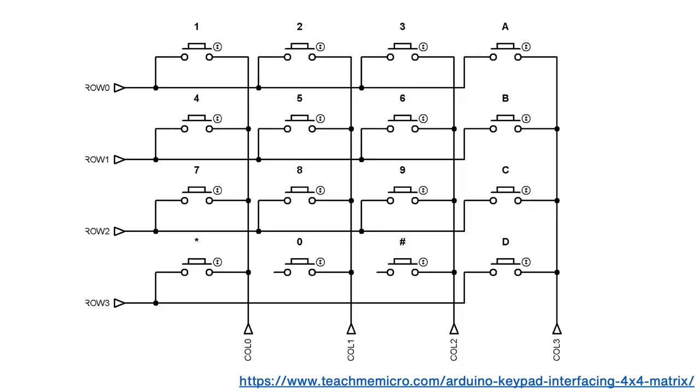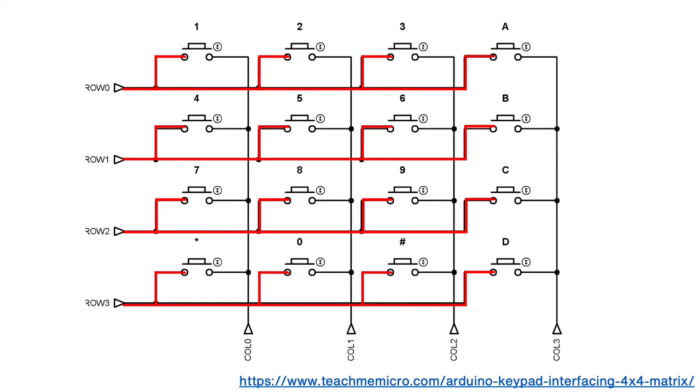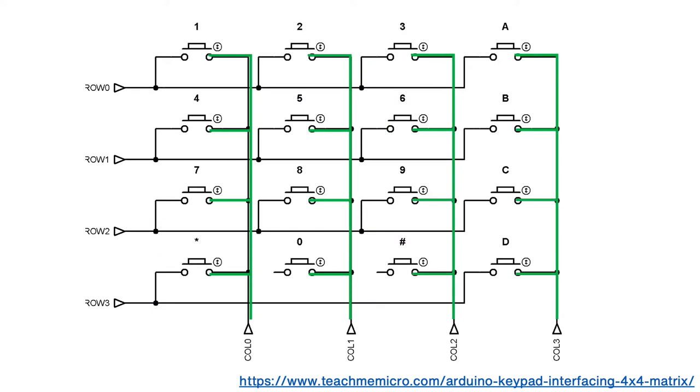So I found a diagram like this online for the wiring of a 4x4 keyboard matrix. Looking at it in detail, you can see how they're wired up. If you look at each button, the left side here is connected together row by row, and the other side of each button is connected to the columns. They're all connected together vertically.